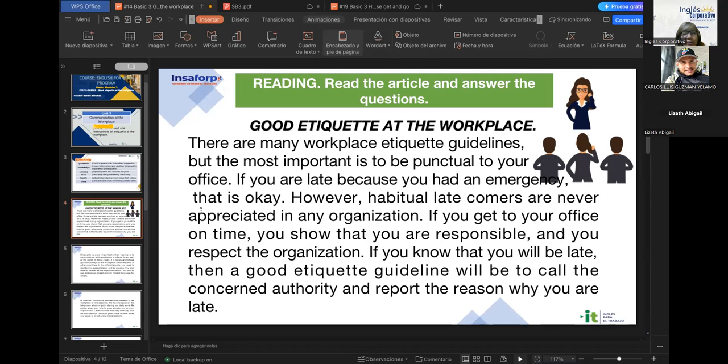Son cosas de etiqueta en el trabajo, o sea, avisar si uno va a llegar tarde, porque es algo que pasa una vez cada mucho tiempo, ¿verdad? No toda la vez se va a estar llamando porque va a estar todos los días tarde. Solo en emergencias.